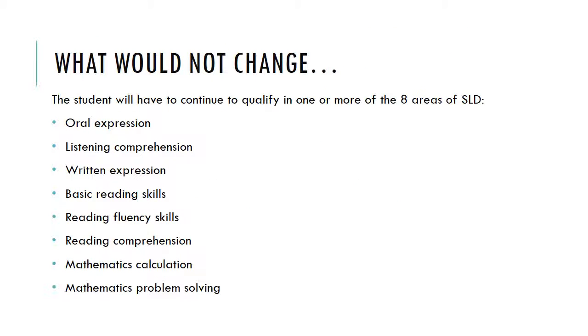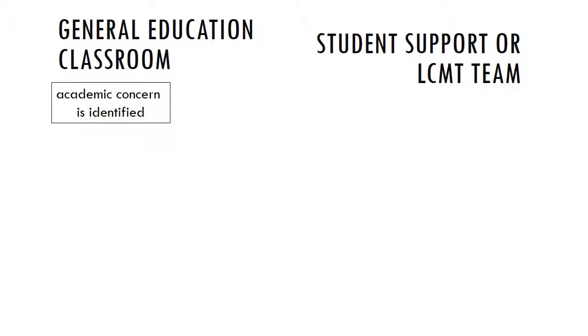Some things won't change. The student will have to continue to qualify in one or more of the 8 areas of specific learning disability, which are listed below. Those are oral expression, listening comprehension, written expression, basic reading skills, reading fluency skills, reading comprehension, mathematics calculation, mathematics problem solving. Another area that won't change is the pre-referral intervention process. I'm going to take a little bit of time and review what response to intervention looks like.